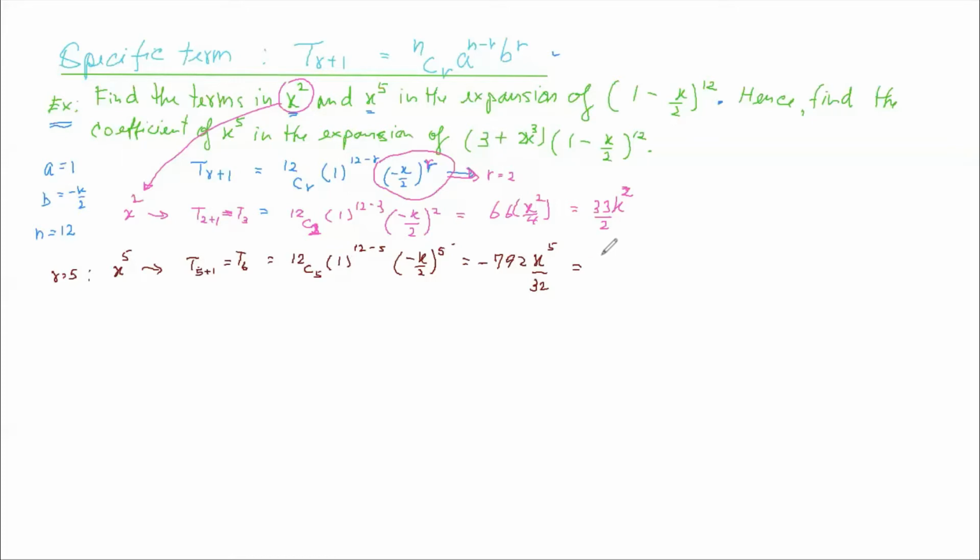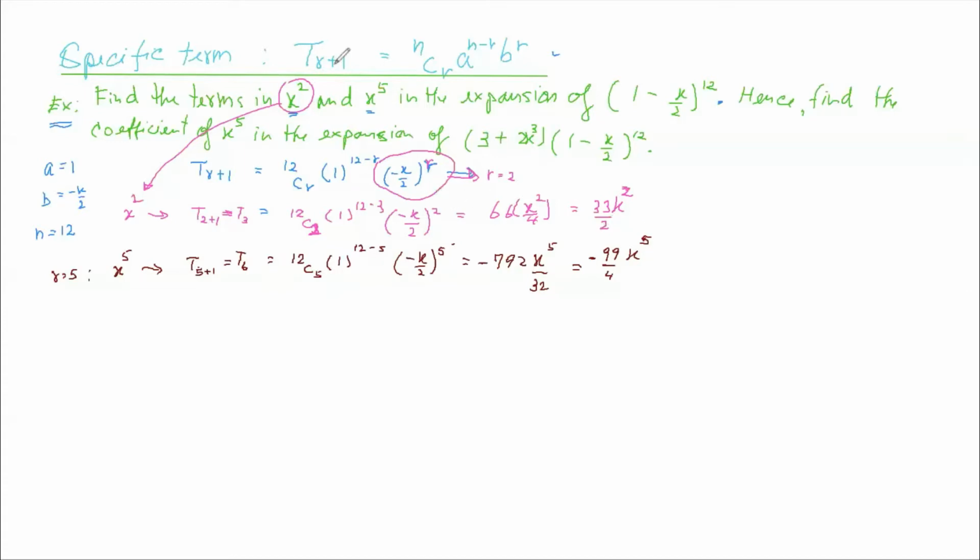So you can simplify: 792 divided by 32, what is left? We can divide by 8, right? So 8 into 32 is 4, and 8 into 792 is 99. So we have 99 over 4, the negative x power 5.